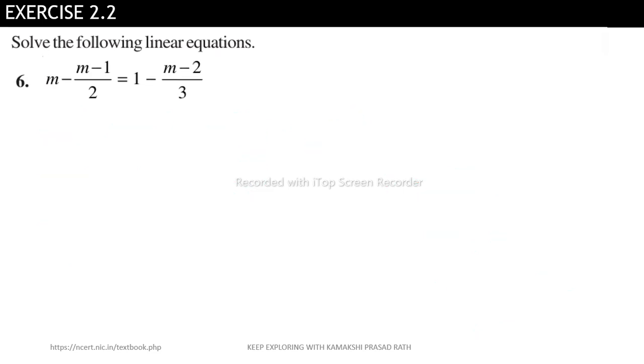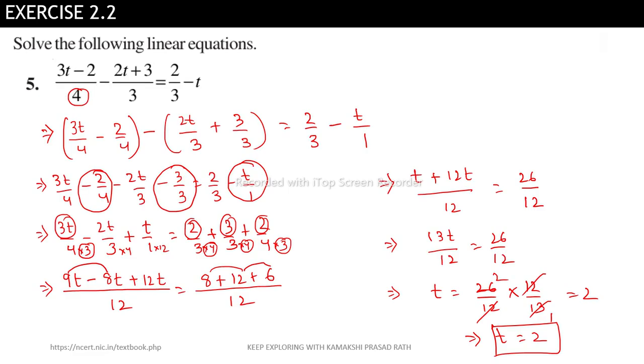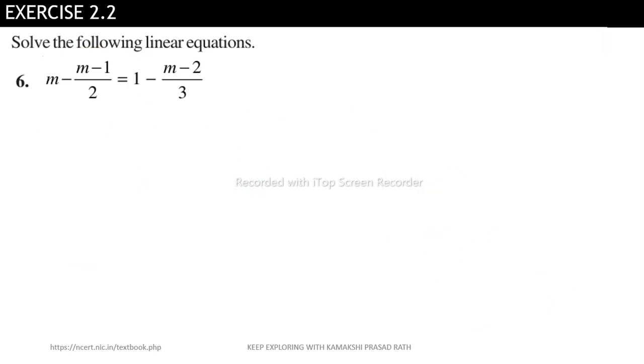Next, of the same type. See here, this question can be solved in a different way, like taking (3t minus 2) by 4 as a fraction, and (2t plus 3) by 3 as a fraction also. Here, let's do the same way. (m minus 1) by 2 is equal to 1 minus (m minus 2) by 3. So let's simplify it. m can be written as m by 1 minus (m minus 1) by 2.